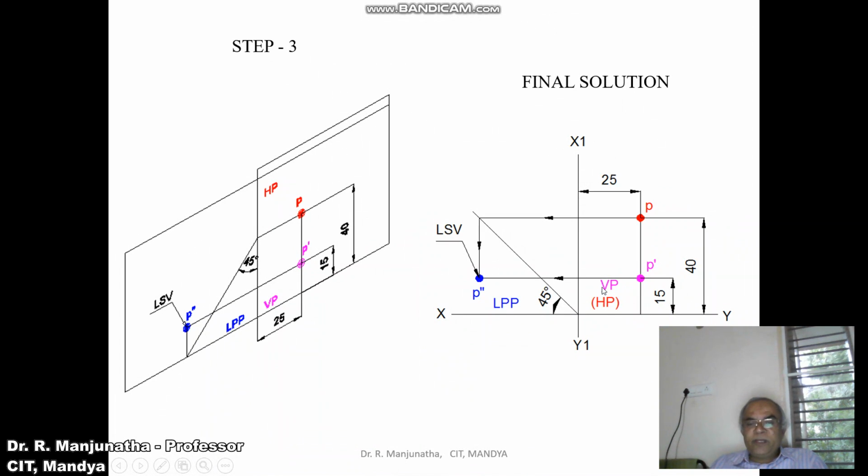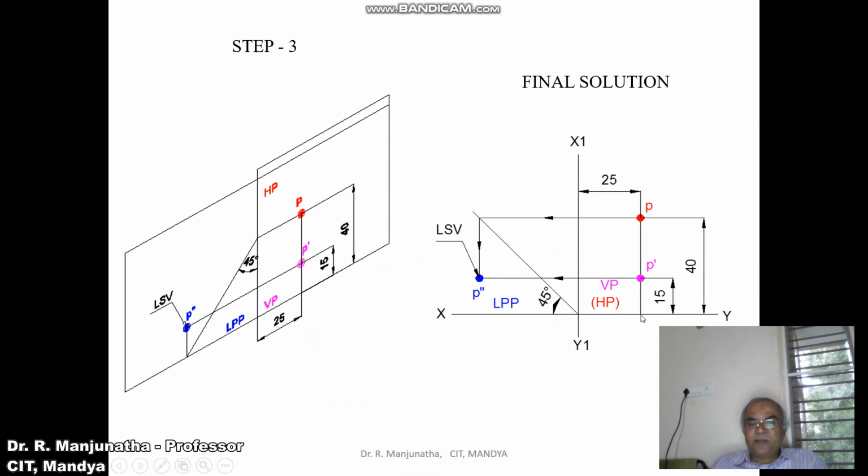Always LPP is going to be adjacent to VP. If VP is above the XY line, LPP will also be above the XY line. If VP is below the XY line, then LPP is also below the XY line. That we are going to see in the next part. Now, once you mark the XY and X1, Y1 lines and mark VP and HP in brackets and LPP, we are going to solve the problem. The distance behind LPP can be seen in both VP and HP. So from the X1, Y1 line, you measure the distance of 25 mm and draw a vertical projector, as shown. Then the distance above HP is 15 mm.